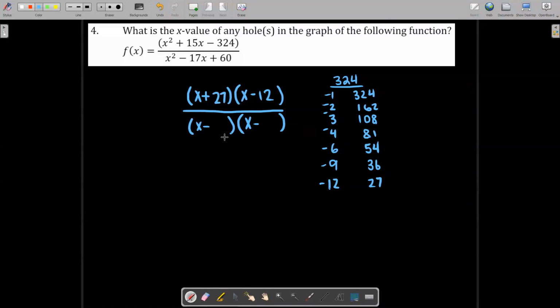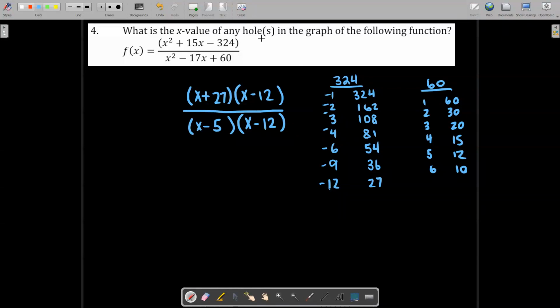And now on the bottom, I'm going to find the numbers that multiply to make 60. 1 and 60, 2 and 30. This is a much easier list. 3 and 20, 4 and 15, 5 and 12, 6 and 10. That's everything, I think. And the ones that add up to 17, because they're both going to be negative, is 5 and 12. So 5 and 12.